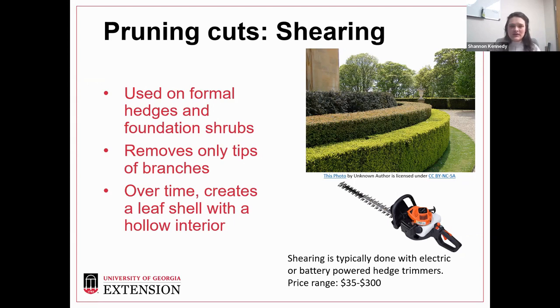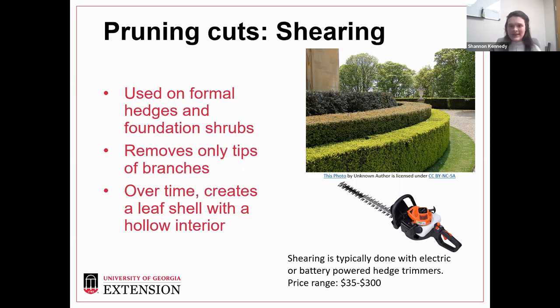And as you do this over time, you end up with a really heavy shell of leaves around the outside of the plant. And if air circulation is important to prevent disease, creating a shell of leaves is really bad for the air circulation, right? So it's kind of important to be aware of that risk if you decide to use shearing on any of your shrubs.